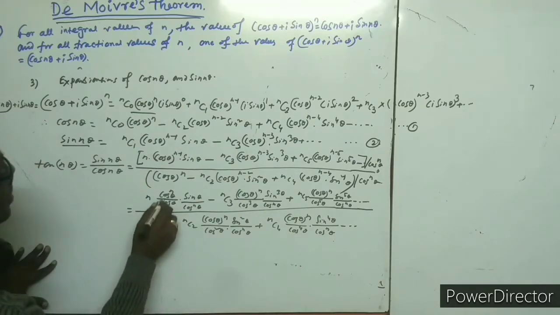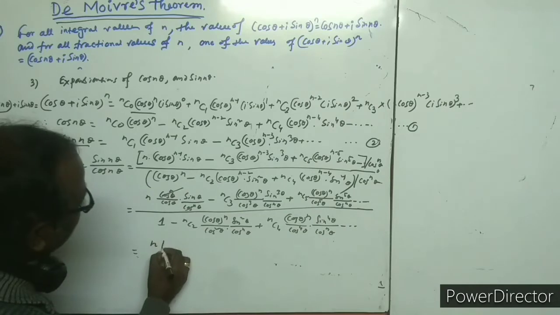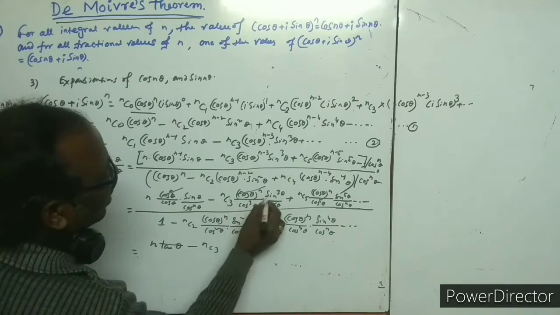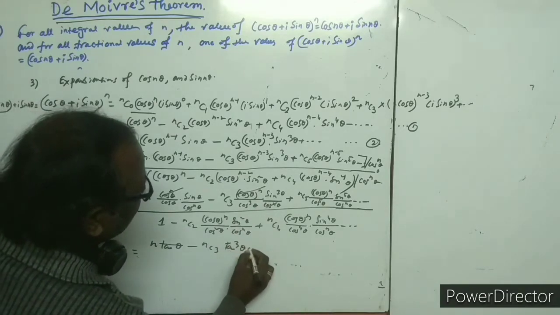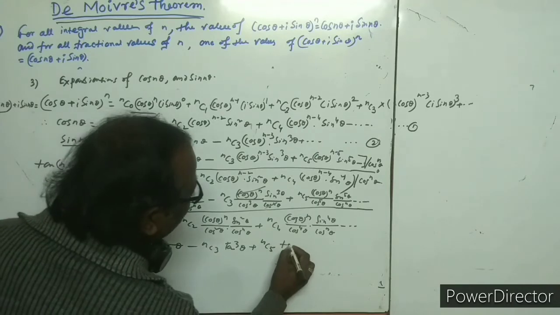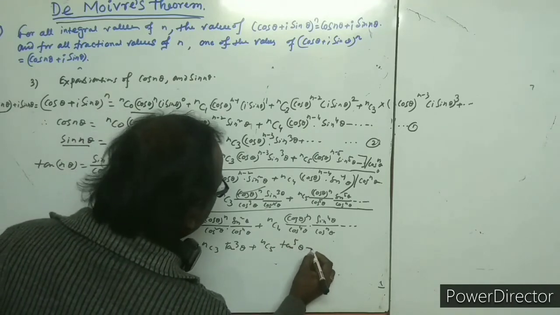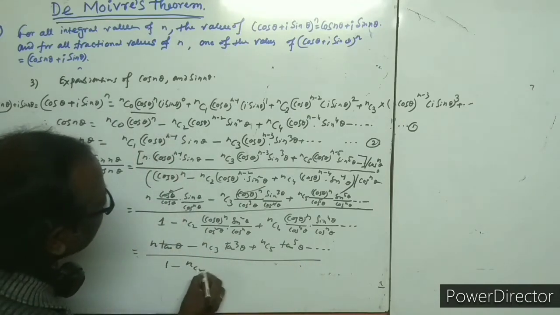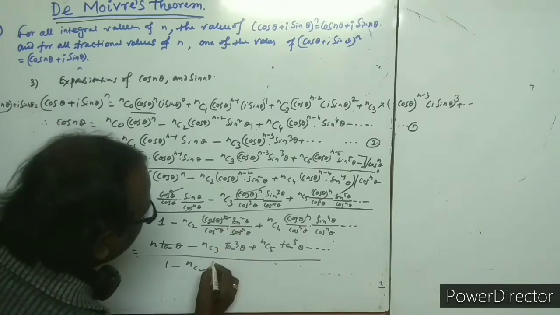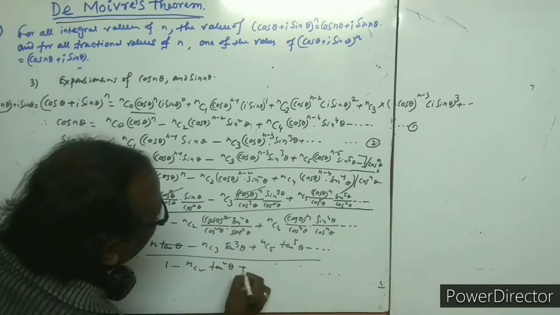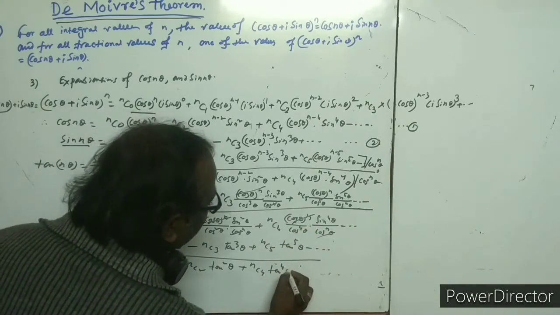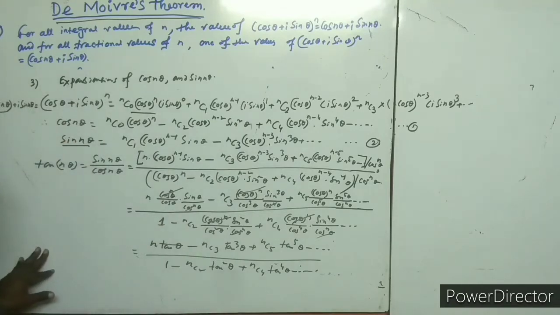So now these are cancelled, so this is tan theta. For nC3 these factors are cancelled, this is tan cube theta. So again we get nC5 tan to the power 5 theta, and the whole is divided by 1, nC2 these are cancelled, sine by cos is tan square theta, and nC4 these are divided into tan to the power 4 theta. This is the expansion of tan n theta.